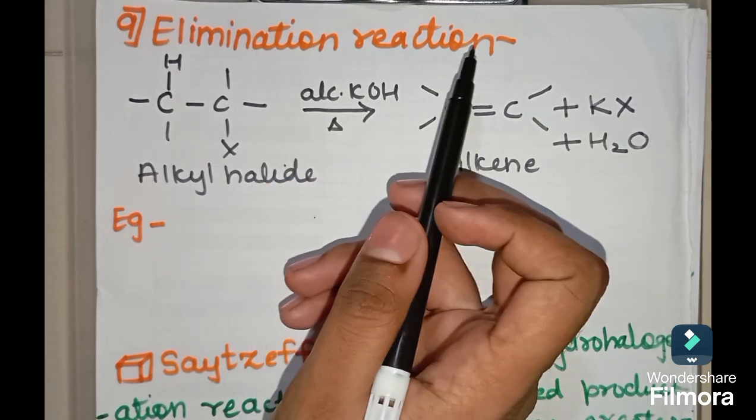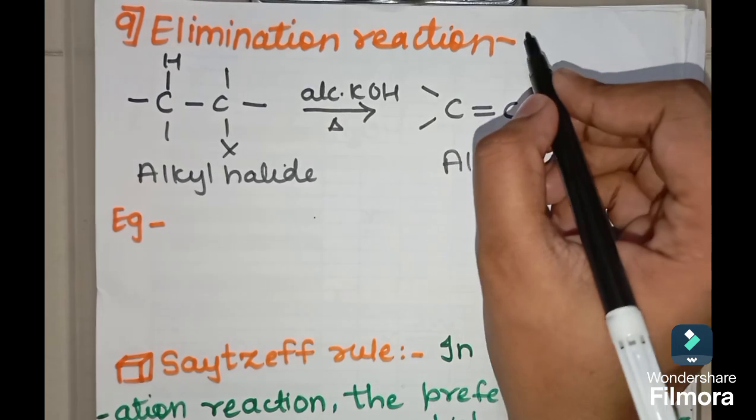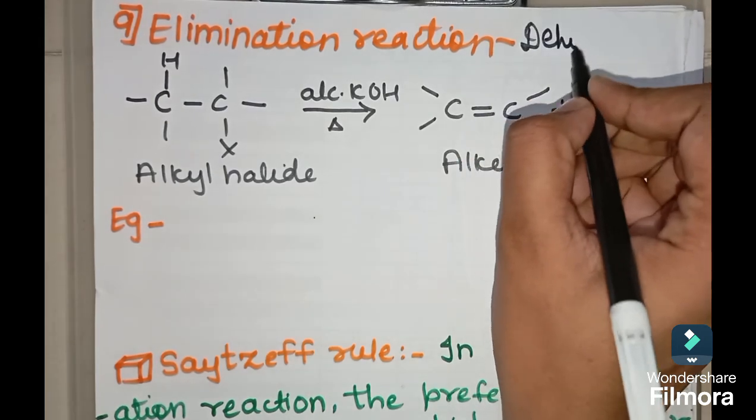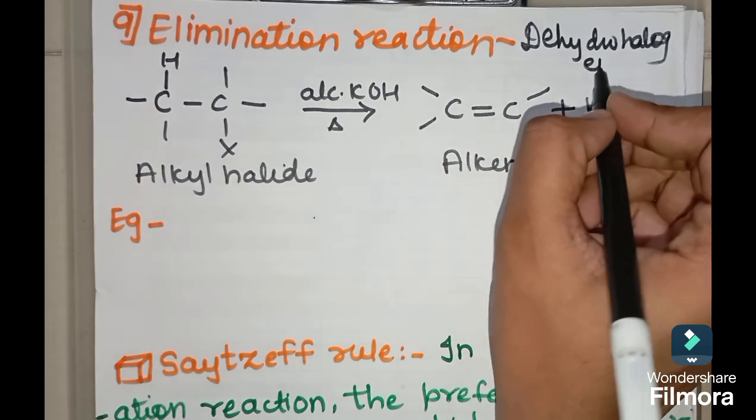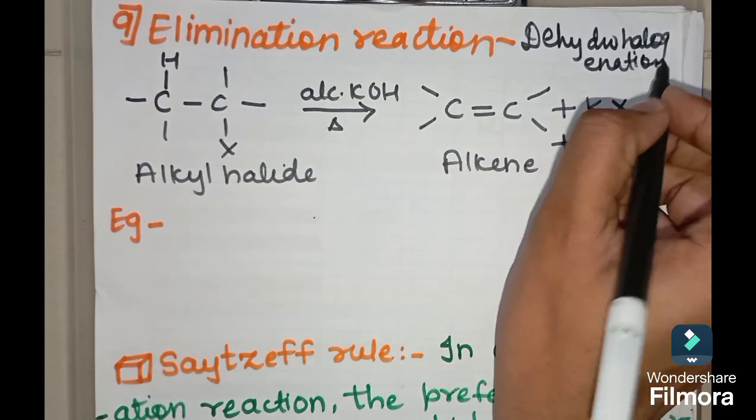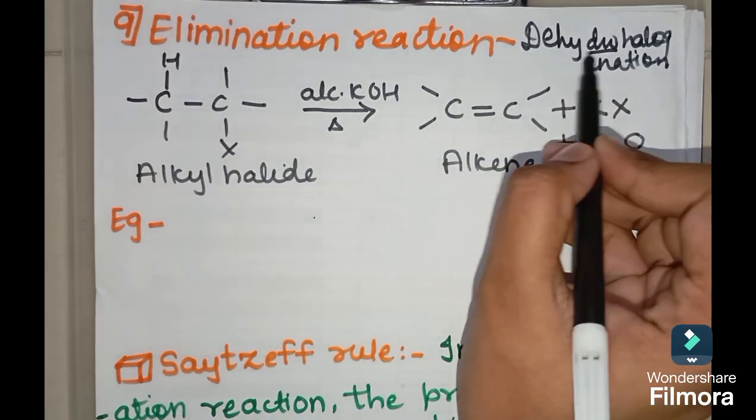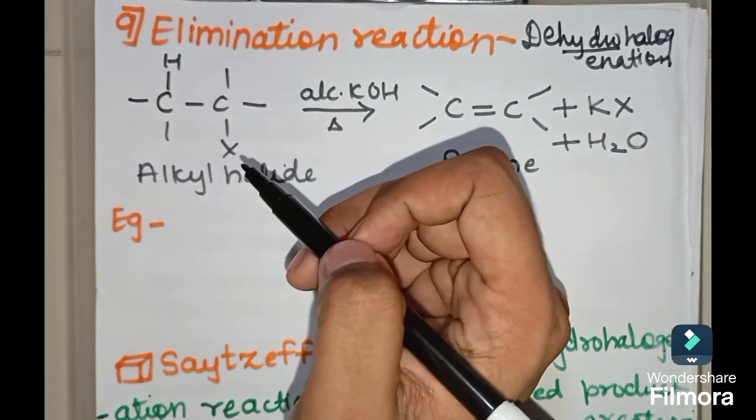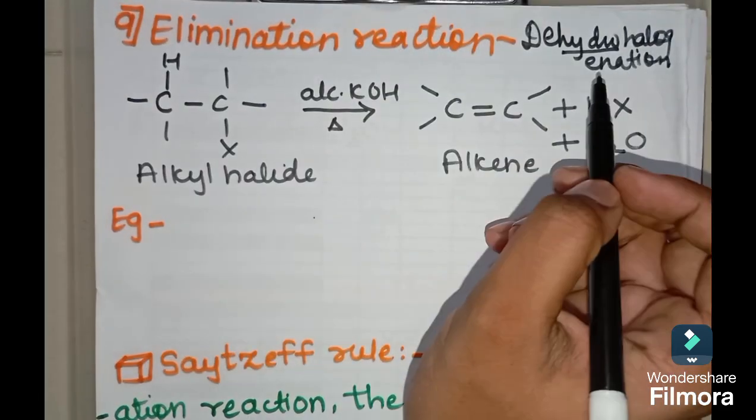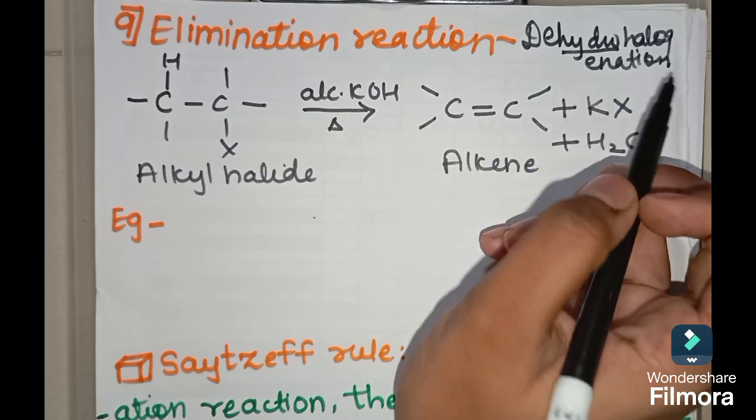So there is one reaction, elimination reaction, and this reaction is also called dehydrohalogenation. In this reaction, what we are going to do is remove one hydrogen and one halogen from the given organic compound. Dehydrohalogenation means the removal of hydrogen and halogen.